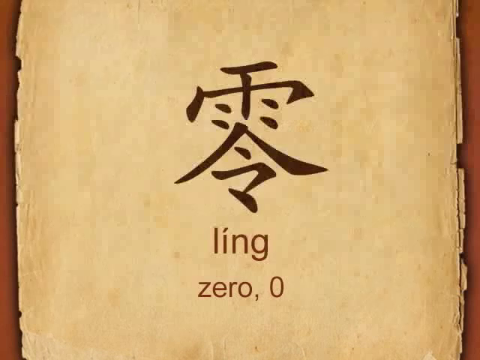In order to read the Chinese calendar, you need to know the word for zero, which is ling. Ling is said with the second tone. Listen. Ling. Now say it after me. Ling. Great. Ling means what? Zero.